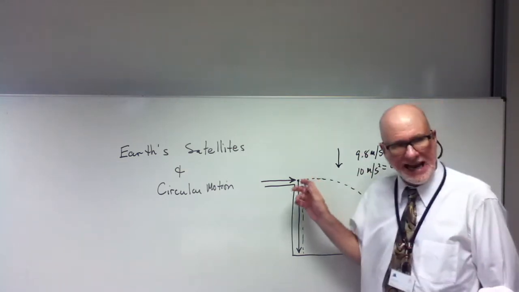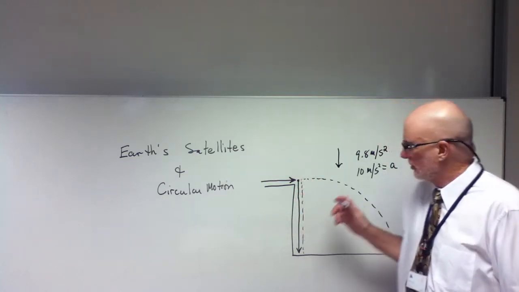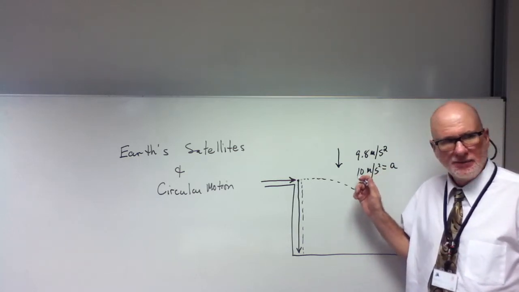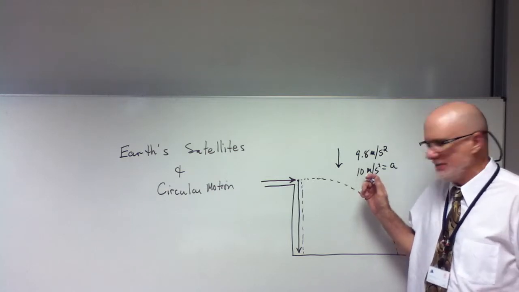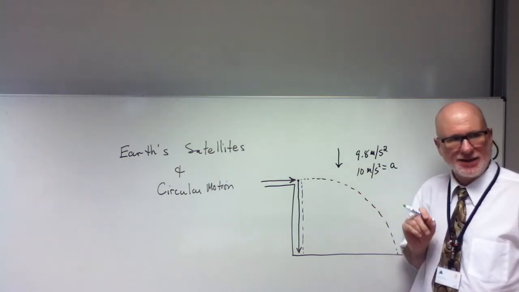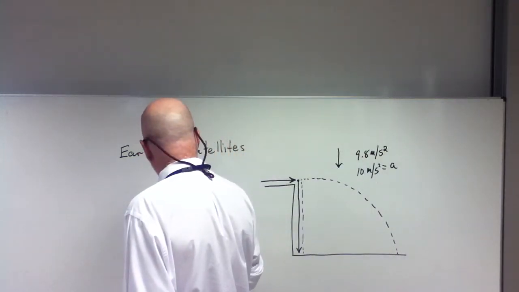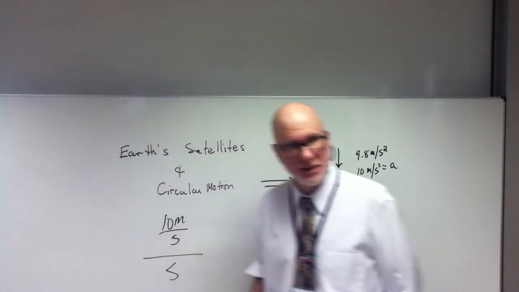After 1 second, how fast is it going to be going? Let me read to you what this means. This means that it's going to gain a velocity of 10 meters per second. Let me write it out. In other words, it's going to say 10 meters per second every second. Isn't that what it says?